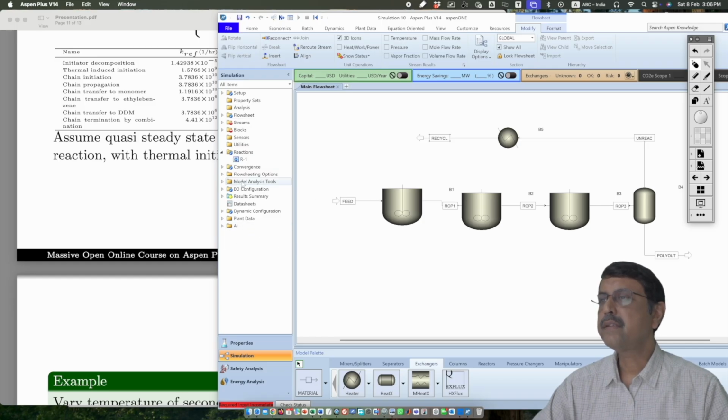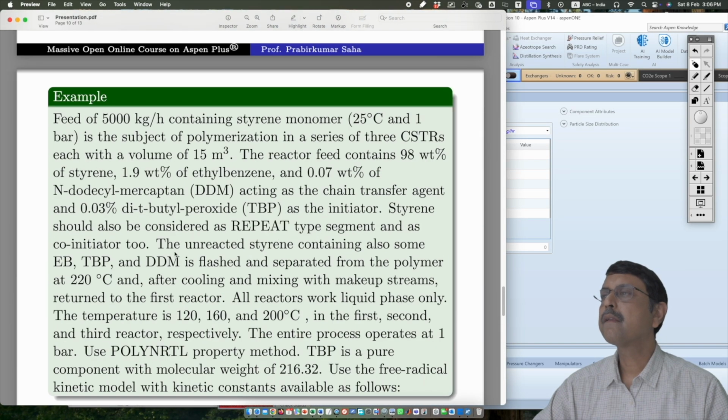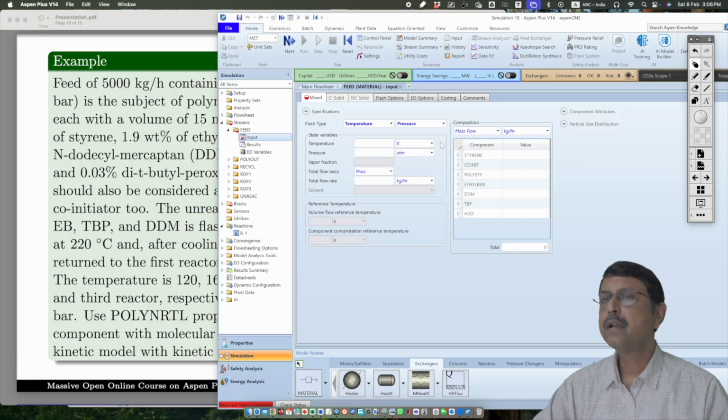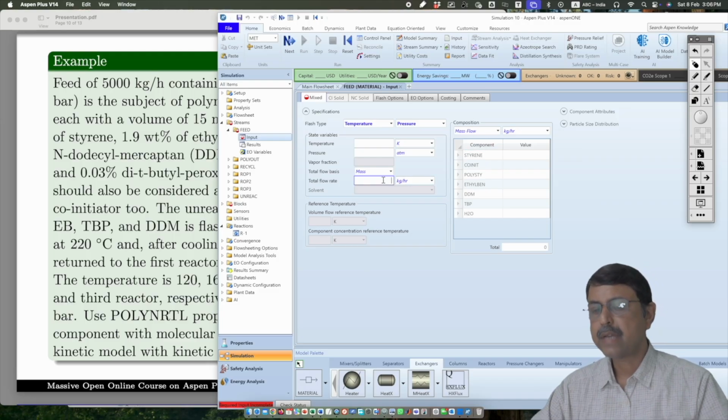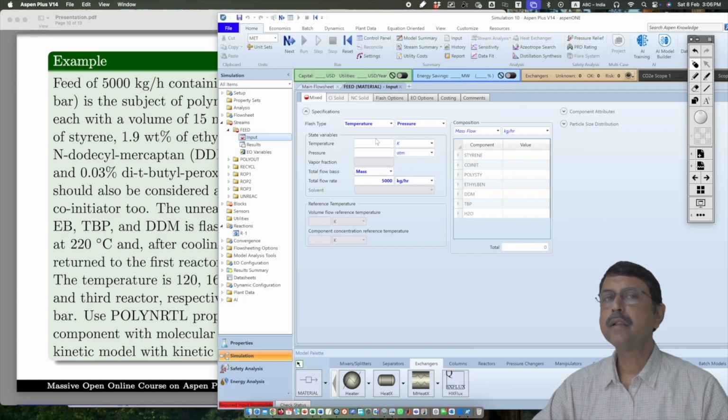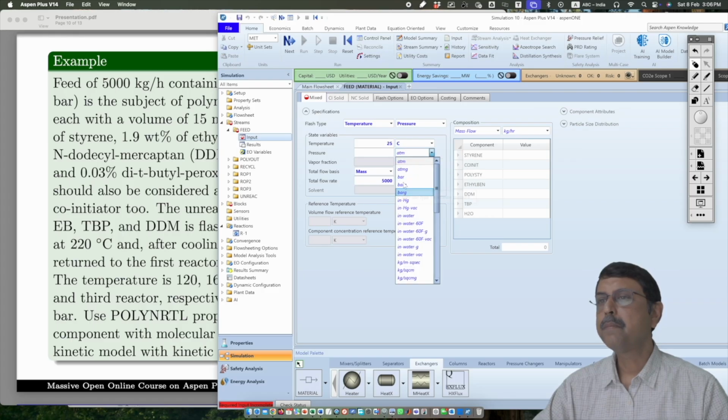Now first thing first, let us fix the feed stream. Feed 5000 kg per hour. So this is 5000 kg per hour. Temperature and pressure 25 degrees centigrade on 1 bar. So it is 25 degrees centigrade, 1 bar pressure.